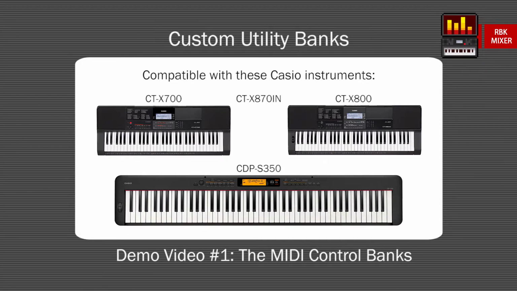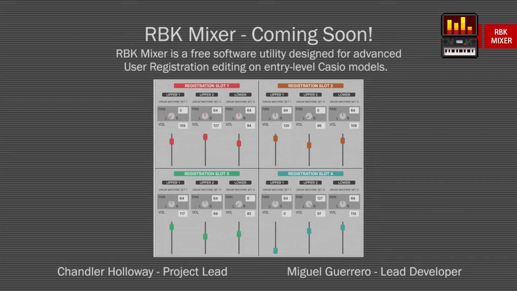This is Chandler Holloway, and today I'll be showing off some exciting new custom files for a few of my favorite Casio instruments, specifically the CT-X700, the CT-X800, and the CDP-S350. These specially made registration banks were created using my soon-to-be-released software utility called RBK Mixer.